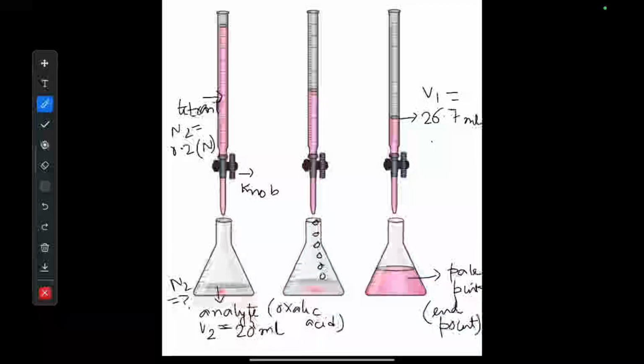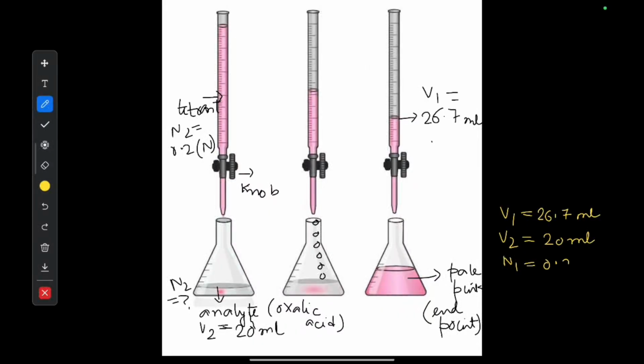That means V1 is 26.7 ml, V2 is 20 ml, which you have pipetted out. N1, that means KMnO4, is suppose 0.2 normal, and N2 you need to find out. So you need to find it using the equation that I have talked to you about. So this is the entire thing about redox titration. Next, I have discussed some numericals regarding this formula. Go through them and understand the concept.